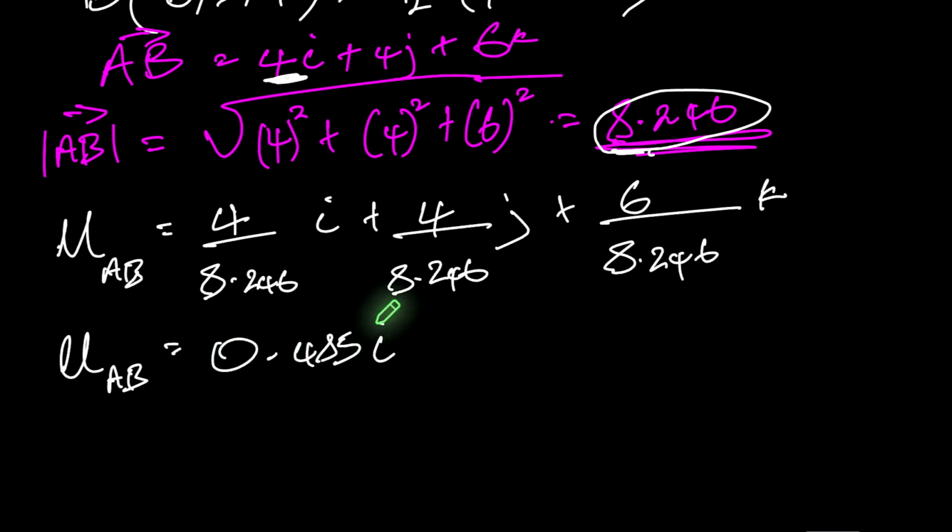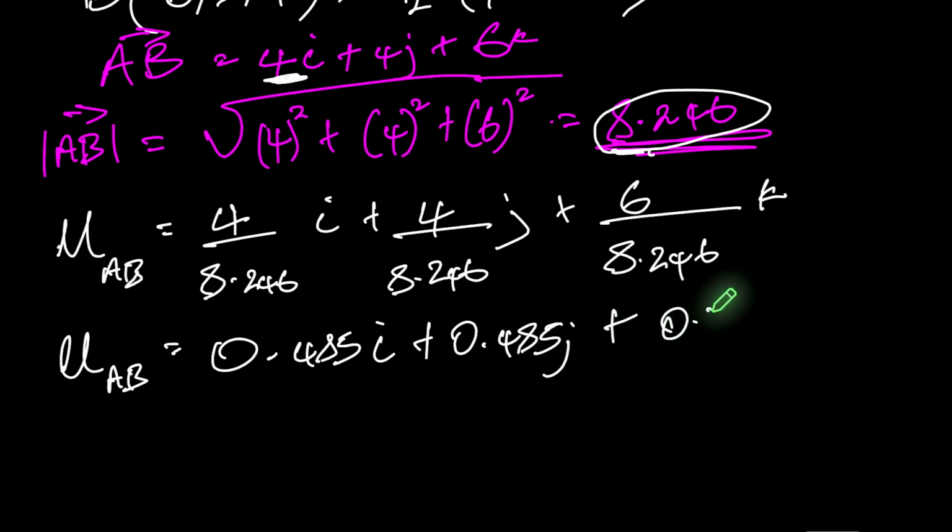And our unit vector for AB is now 0.485i plus again 0.485j, because it's the same quantities we're dividing, and plus 0.728k. Now once again, the unit vector here gives direction only. It's not yet a force magnitude, which is what we're going to do next. We're going to express this now in its force form i, j, and k.